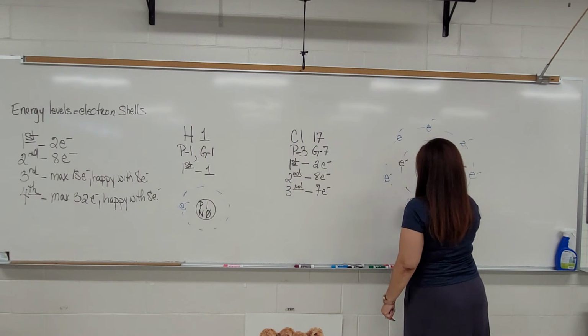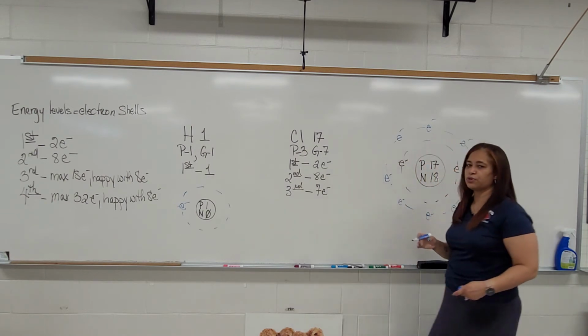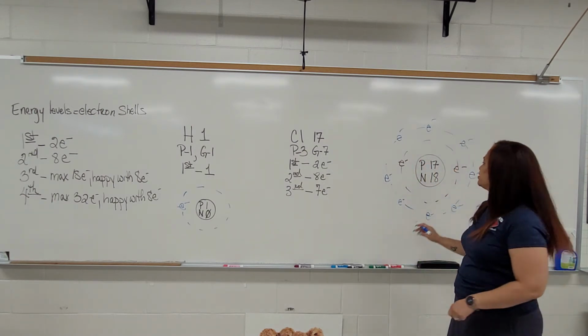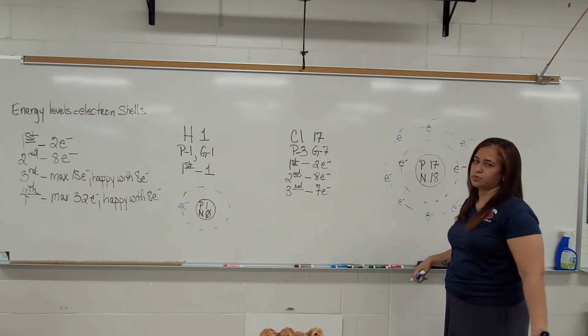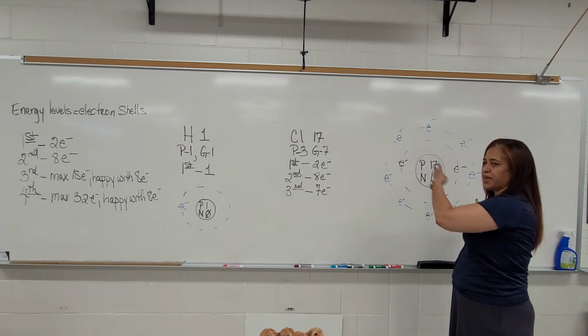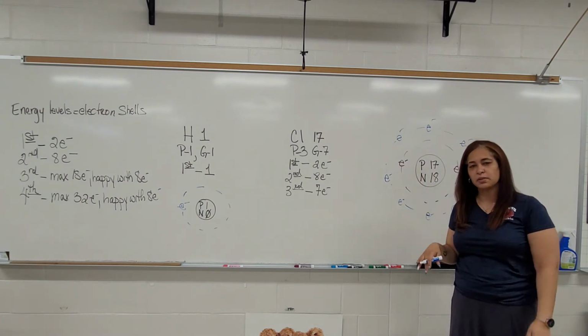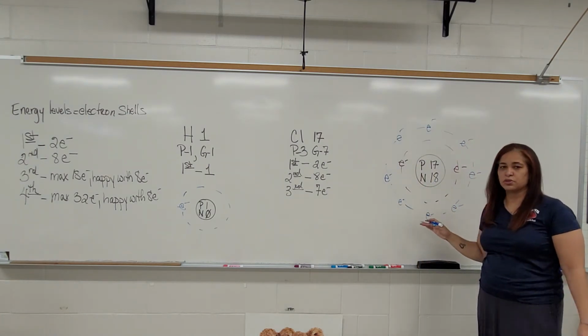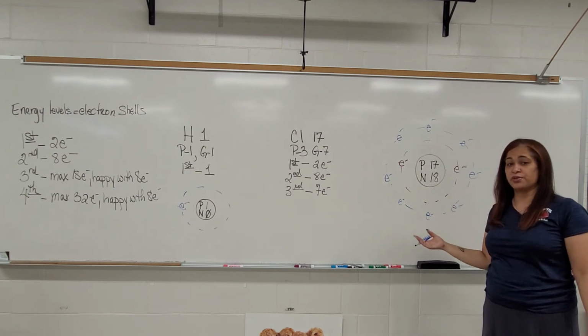Now, the reason why I follow this pattern is because electrons are going to repel each other. So you want to space them out as much as possible. You don't want to do 1, 2, 3, 4, 5, 6, 7, 8. Okay, you need to space them out as evenly and as much as possible because the electrons are going to repel each other. Okay?